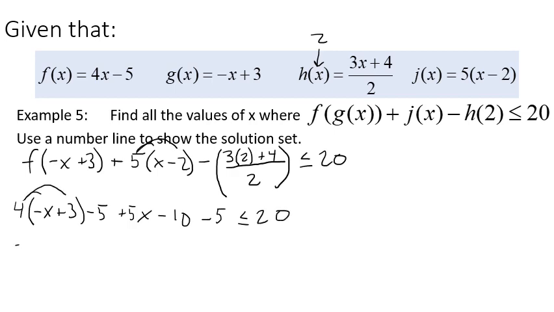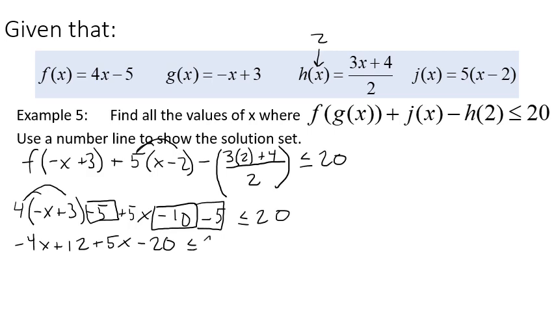Distribute the 4. Negative 4x plus 12, and I'm going to combine the rest of my like terms on the left side of the inequality. So I still had 5 x's. I'm going to combine my constants here. That'd be a negative 20, and then that is all less than or equal to 20.